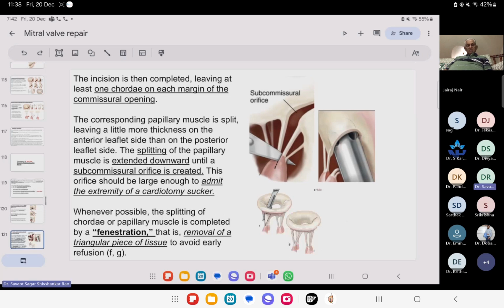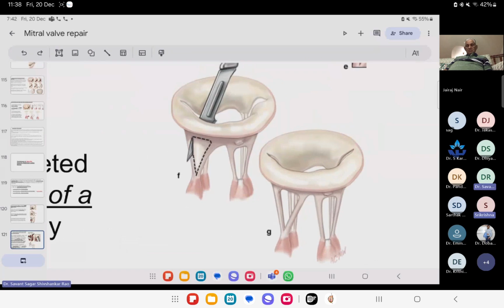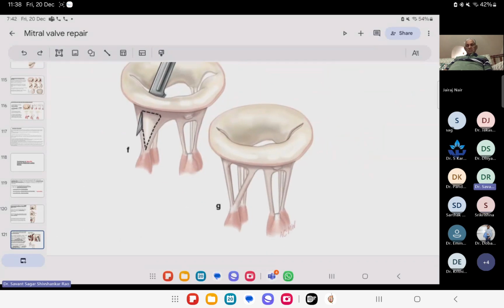Continuing below, if there is a thick chordae below the leaflet, that is secondary chordae, it has to be treated with a fenestration, as shown in figure F below. That has to be fenestrated as a triangle and should be split, made an independent chordae.